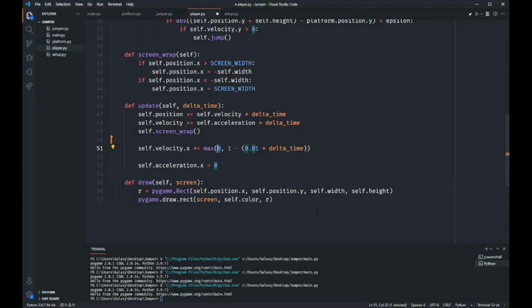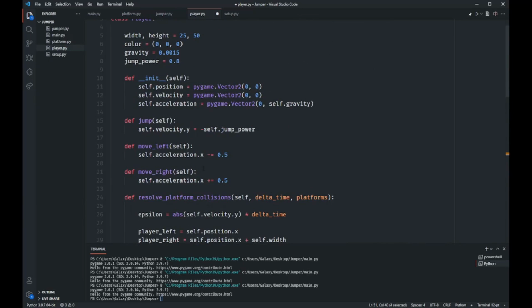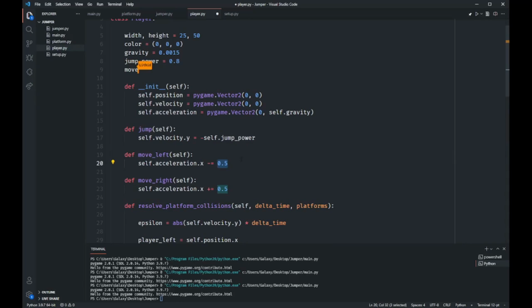And the last thing we should do here is, we have this magic number over here, 0.01. We don't really know what it's doing. So let's make that a variable, and we're going to call it horizontal resistance. That's how much we're going to fight back against any horizontal movement. As well, we're going to change this 0.5 magic number into a variable, for how much we accelerate the player.